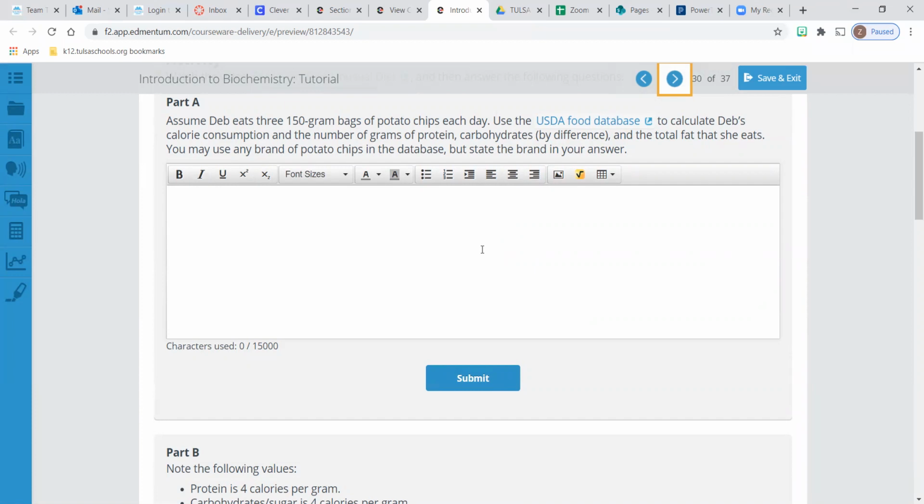Go ahead and pick any brand of potato chip, whatever your favorite is. I know Lay's is like the most popular, but type out the brand in your answer because it can affect the numbers differently. Different brands use different amounts of ingredients, and that can affect how many proteins, carbs, and fat wind up in the end product.